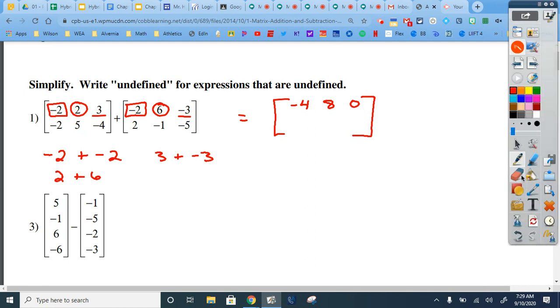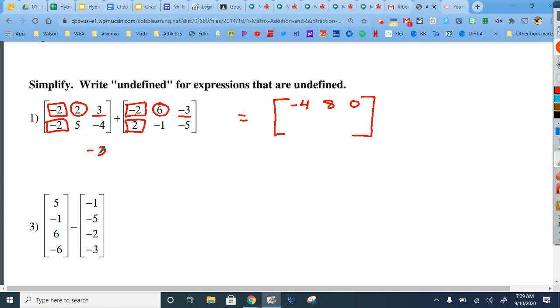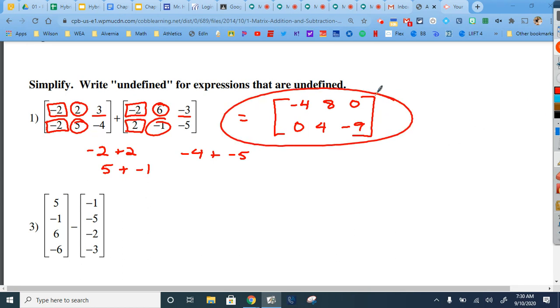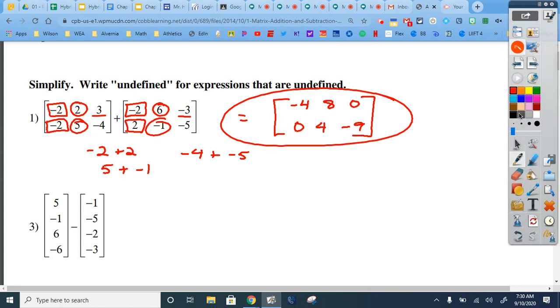Now I'm going to finish the bottom row. So the bottom row, I come down here. We start with this -2. -2 plus 2. We know that -2 plus 2 is going to be 0. My next one, 5 plus -1 becomes 4. And my last one, -4 plus -5, we know is -9. And that will be as far as you could go. So if you started with a 2 by 3, you added a 2 by 3, you're going to end with a 2 by 3. And that's it. Okay? Second one down here, very simple.